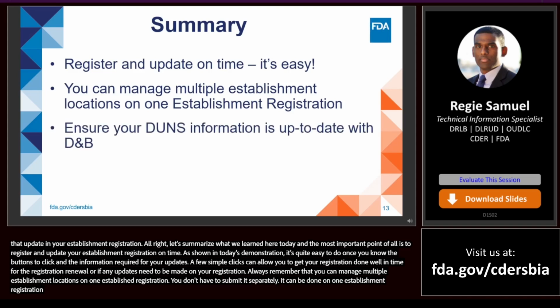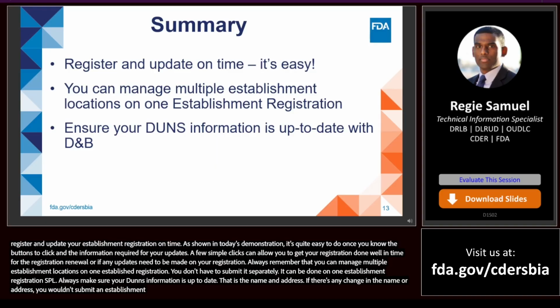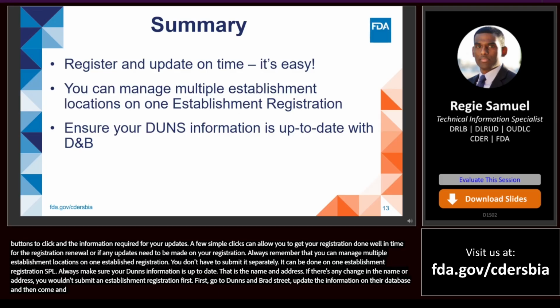Always make sure that your DUNS information is up to date with Dun & Bradstreet, and that would be the establishment name and the establishment address. If there's any change in the name or address, you wouldn't submit an establishment registration first. First, go to Dun & Bradstreet, update that information in their database, and then come and submit your registration update for your establishment registration.